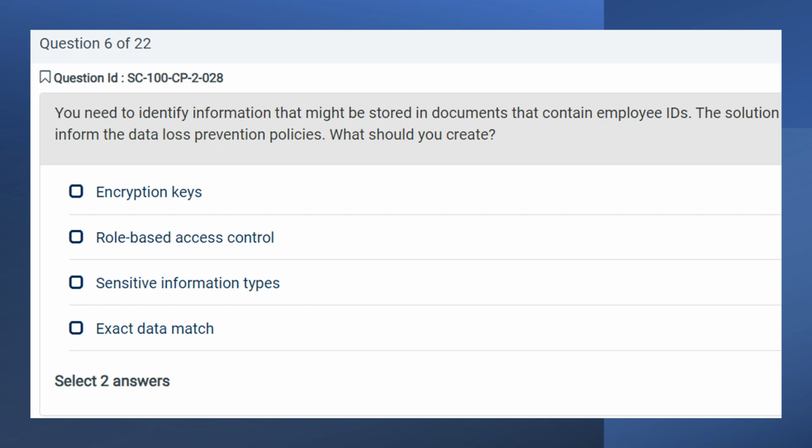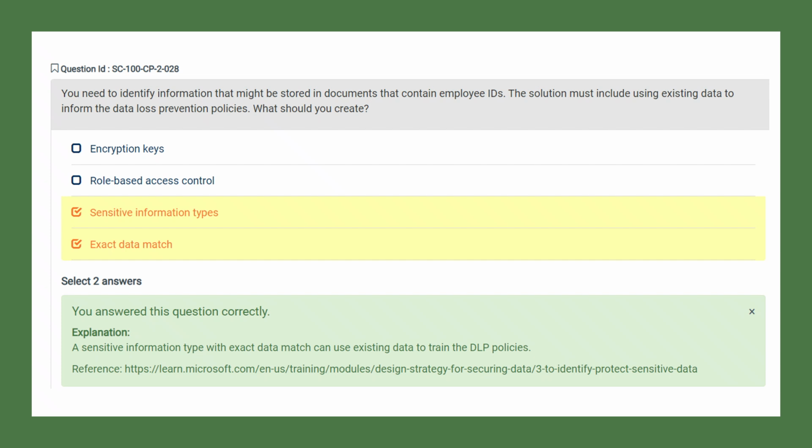You need to identify information that might be stored in documents that contain employee IDs. The solution informs the data loss prevention policies. What should you create? We kind of caught the question on the previous slide. So you need to identify information that might be stored in documents that contain employee IDs. The solution must include using existing data to inform the data loss prevention policy. What should you create? And you should create a sensitive information types and exact data match. A sensitive information type with exact data match can use existing data to train the DLP policies.